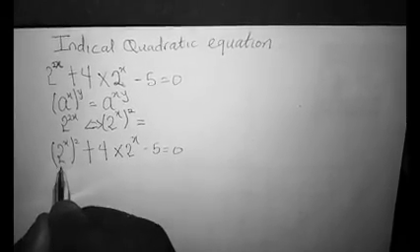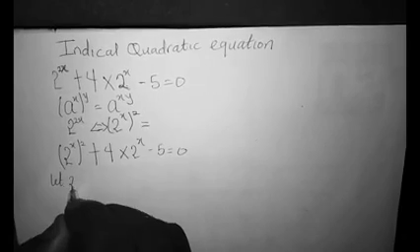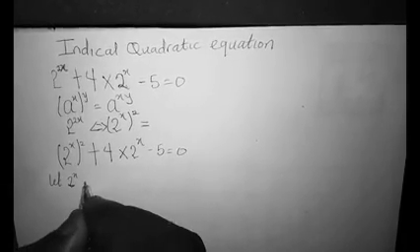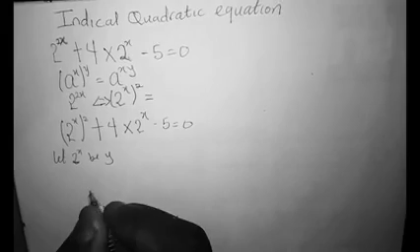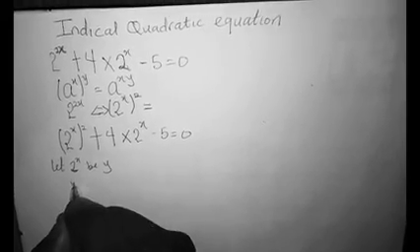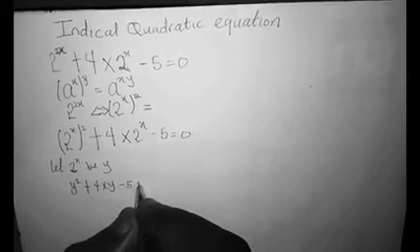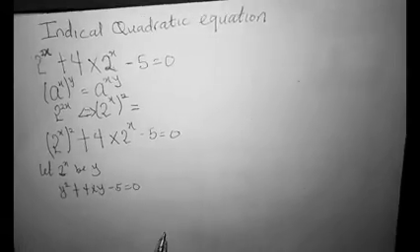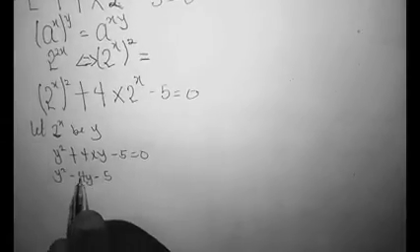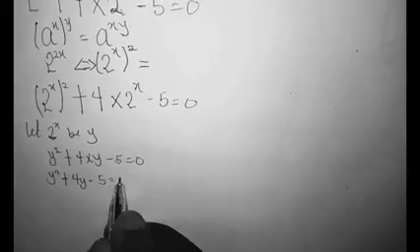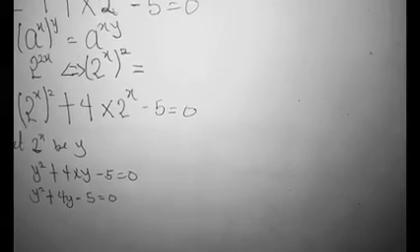So you would now represent this 2 raised to the power x with any letter. Just say let 2 raised to the power x be y. So anywhere you see 2 raised to the power x, you put y, and that will be y squared plus 4y minus 5 equals 0. So since you have this now, it is much easier to solve.